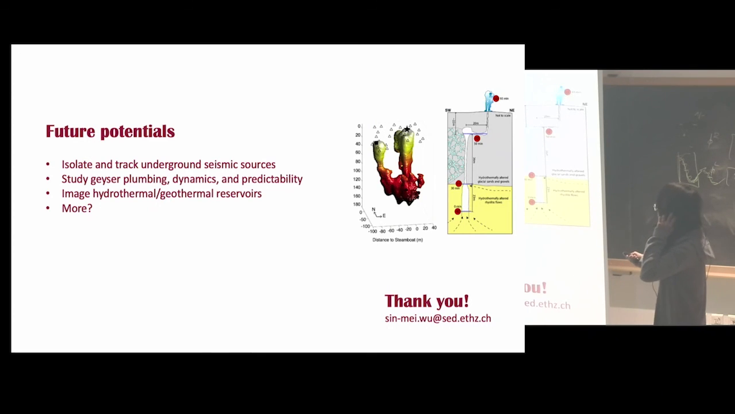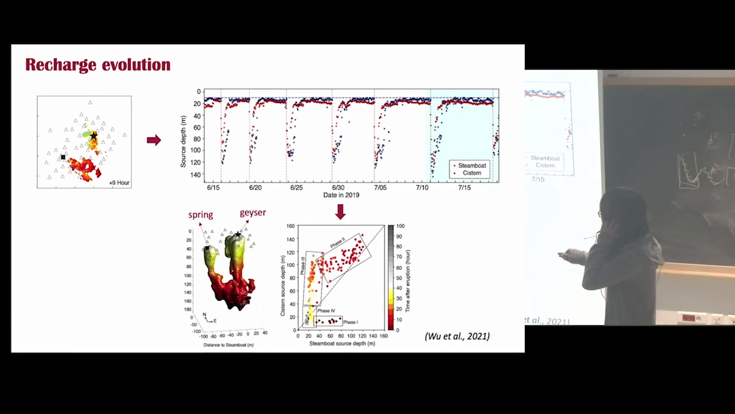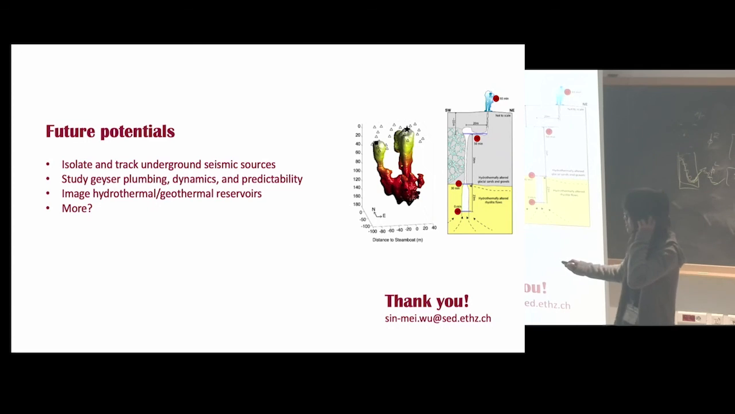Okay, so we only implemented the method because we want to study geysers, so we have not tried the method on any other system. But we find that through cross-sectional seismic interferometry, we can isolate and track the underground seismic sources pretty efficiently for a geyser system. It gives us a lot of opportunities to study the plumbing and the dynamics. The dynamics and this pattern are super interesting, or maybe the predictability of geyser eruptions. And maybe, with a proper way, we can try to image more hydrothermal and geothermal reservoirs.